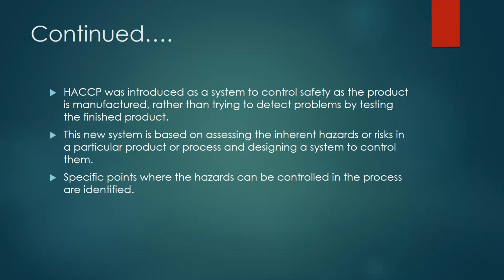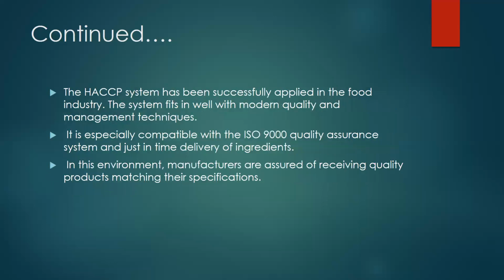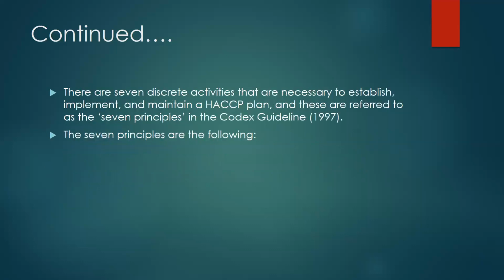This new system is based on assessing the inherent hazards or risk in a particular product or process and designing a system to control them. Specific points where the hazards can be controlled in the process are identified. The HACCP system has been successfully applied in the food industry. The system fits in well with modern quality and management techniques. It is compatible with ISO 9000, that is the quality assurance system. And in this environment, manufacturers are assured of receiving quality products matching their specifications.